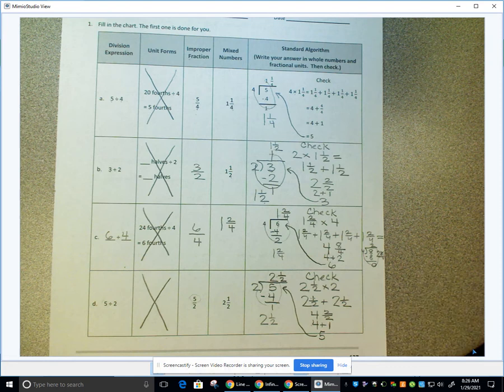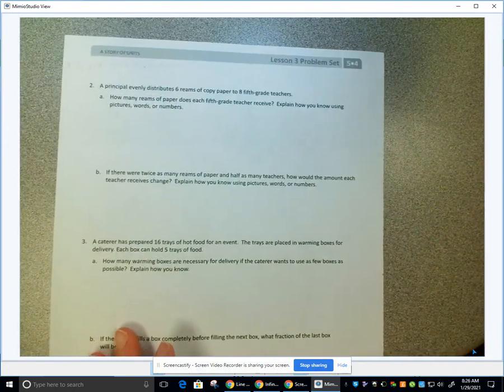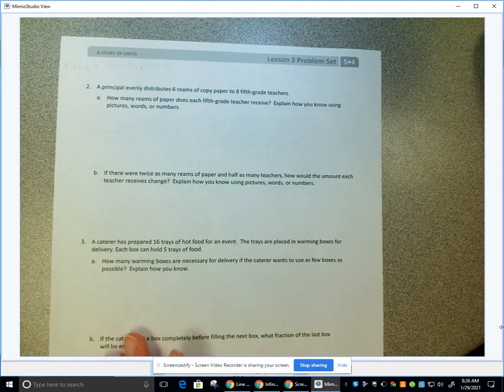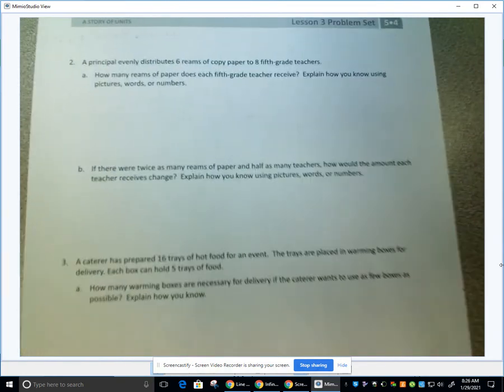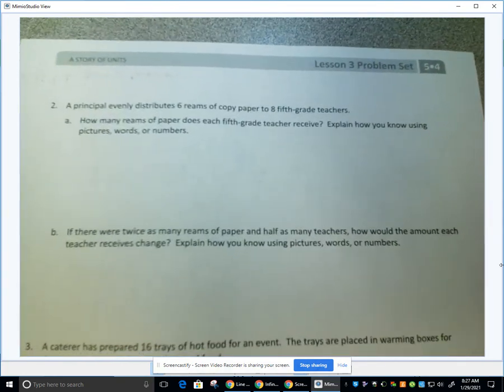Now let's look at the back. Now the back, when you turn over and look at that, you're going to see some word problems. And you know how we all love those. So let me see if I can get this to zoom in a little closer for you.